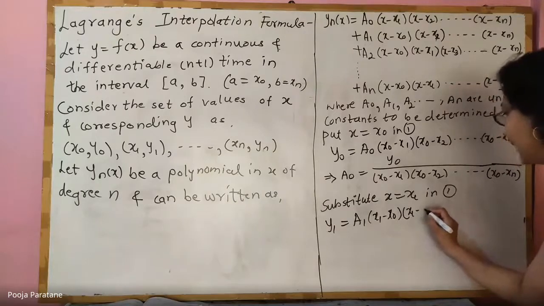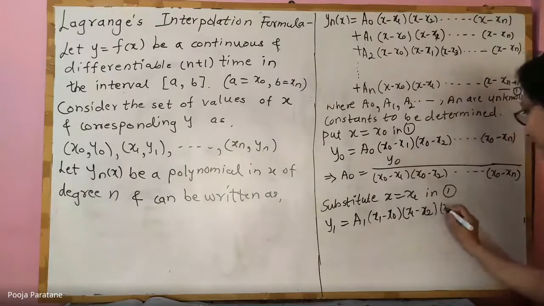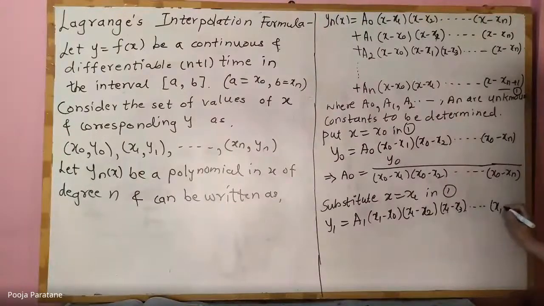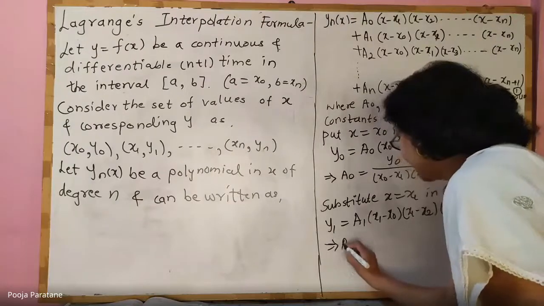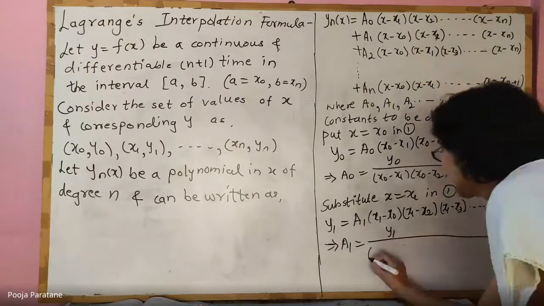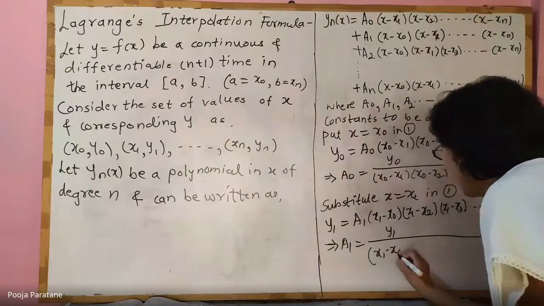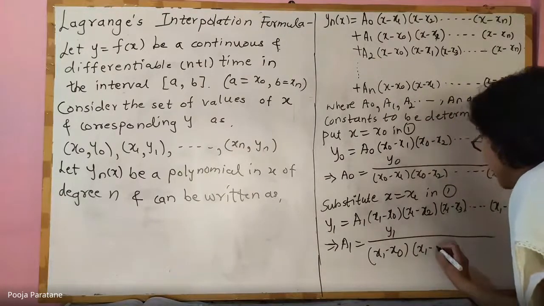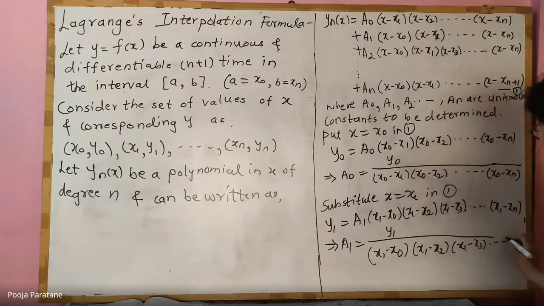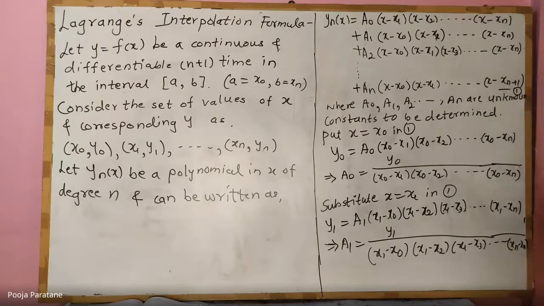x1 minus x2, x1 minus x3, and so on up to x1 minus xn. So the value of a1 can be given as y1 upon x1 minus x0, x1 minus x2, x1 minus x3, and so on up to x1 minus xn. So now we can guess what will be the value of the remaining constants.